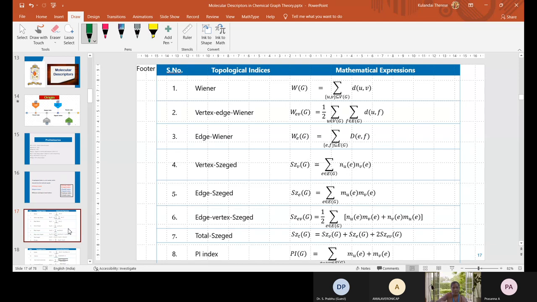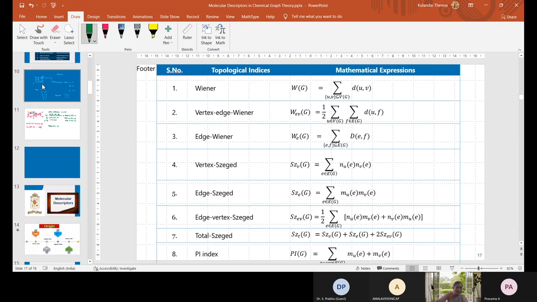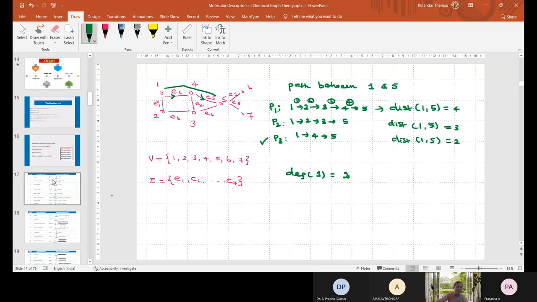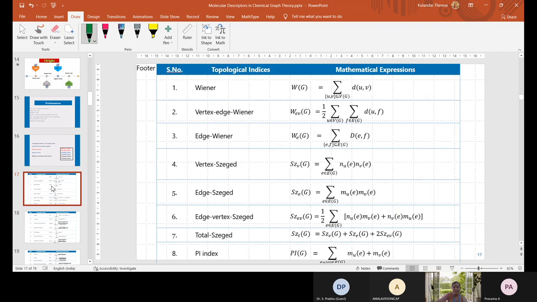See, this is the formula for the Wiener index. The Wiener index is the sum of d(u,v). What is the meaning? You have to find the distance between every pair of vertices. Every pair of vertices, you have to identify the distance. How to identify the distance? Distance between 1 and 2, distance between 1 and 3, distance between 1 and 4. Likewise, you have to calculate. And after that, if you sum it up, then this is nothing but the Wiener index.